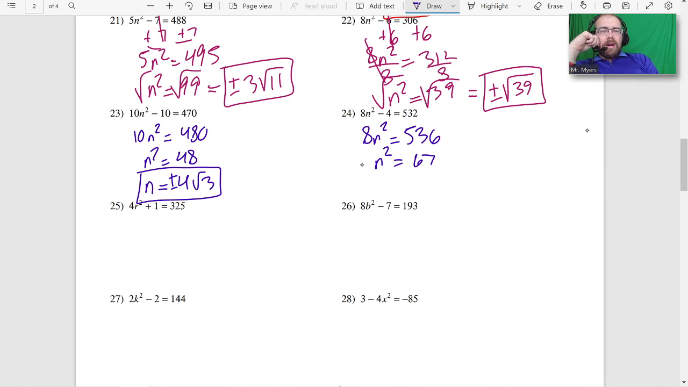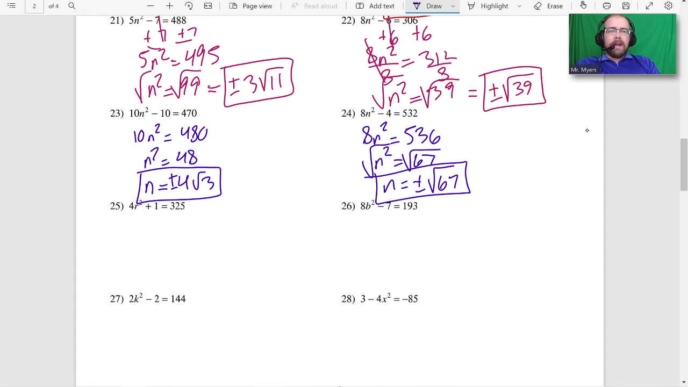Okay. Then we take the square root. I think 67 is prime. Wouldn't go into 4. It wouldn't go into 9. And it wouldn't go into, yeah. So it doesn't even matter if it's prime. If it doesn't go into 4, 9, and 25, and it's not a really, really big number, then we can just stop there. n equal to plus or minus the square root of 67.